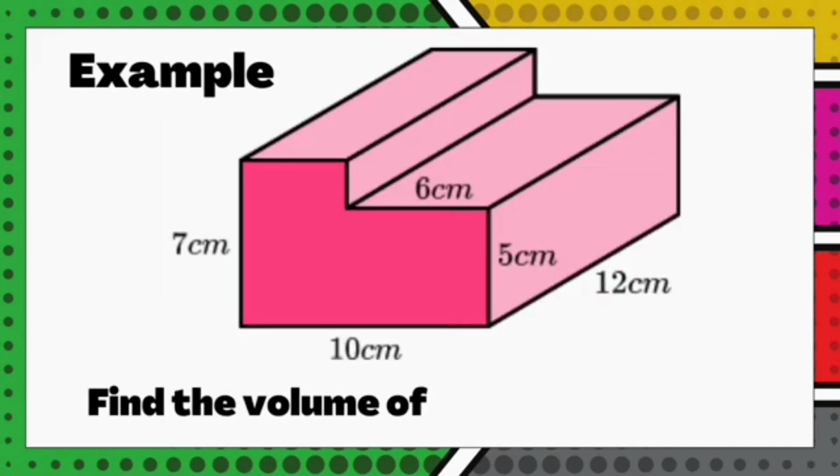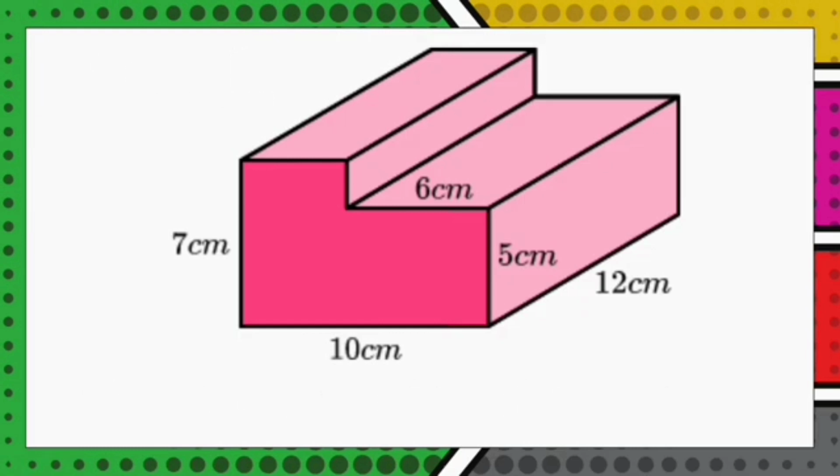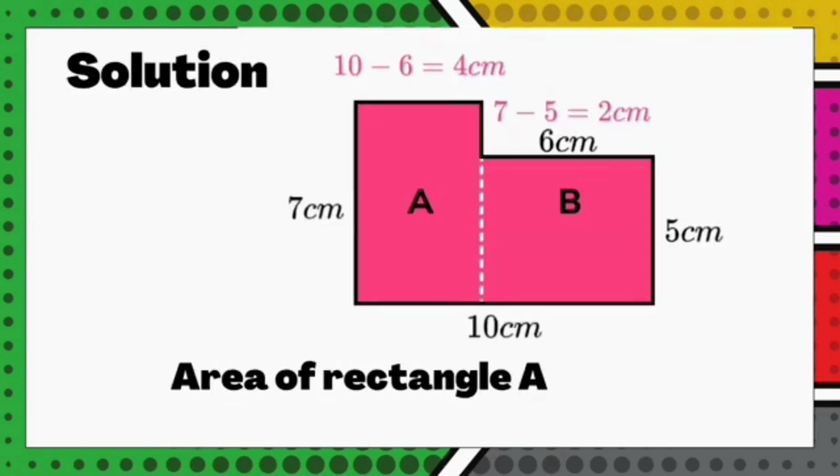In our next example, let's find the volume of the prism displayed here. The prism has an L-shaped uniform cross-section and a depth of 12 centimeters. We can find the cross-sectional area by dividing the irregular L shape into two rectangles A and B. The area of rectangle A is the length times the breadth, which is 7 centimeters times 4 centimeters, which is 28 centimeters squared.